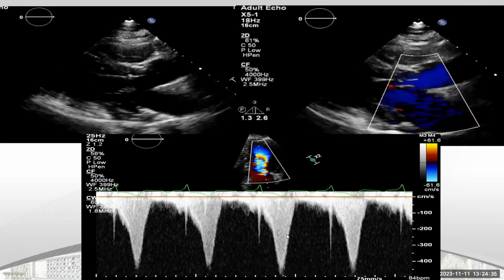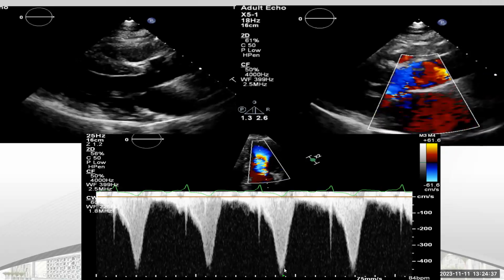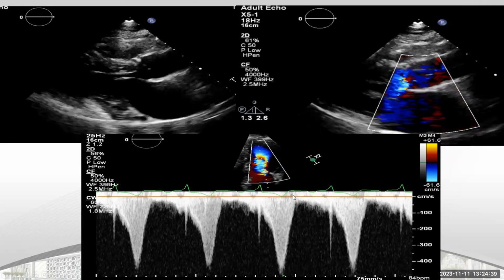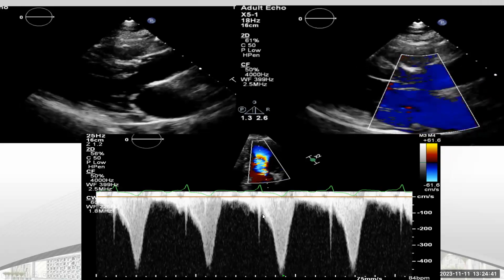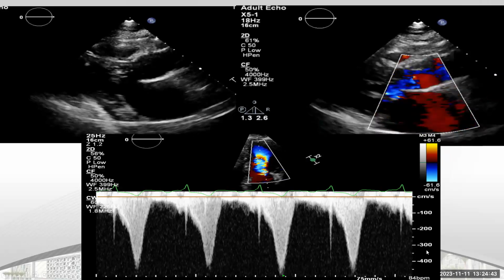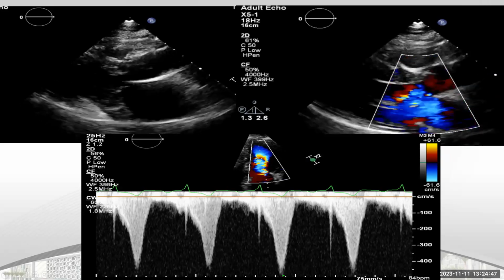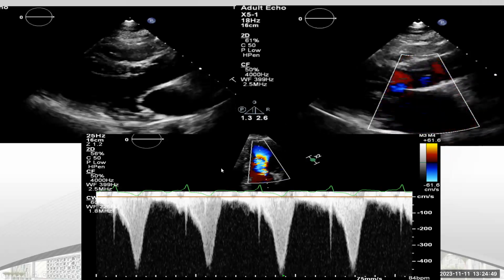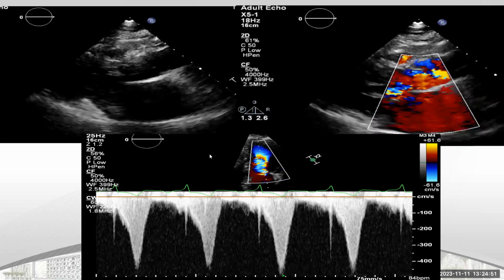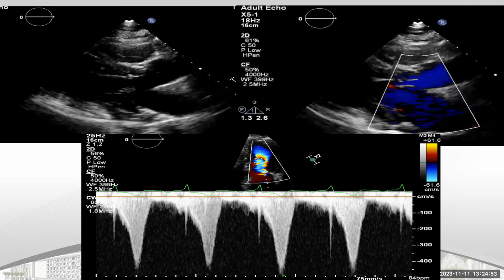Why? Because this is not the typical jet of aortic stenosis. This is called late peaking. Late peaking, okay, gradient here. And the velocity here is about 5. This is 4 meter, 5 meter. That means the peak gradient is about 125. This is uncommon in aortic stenosis.